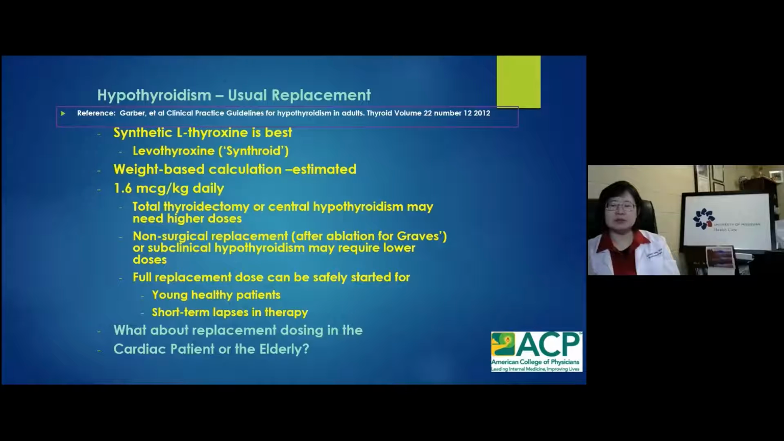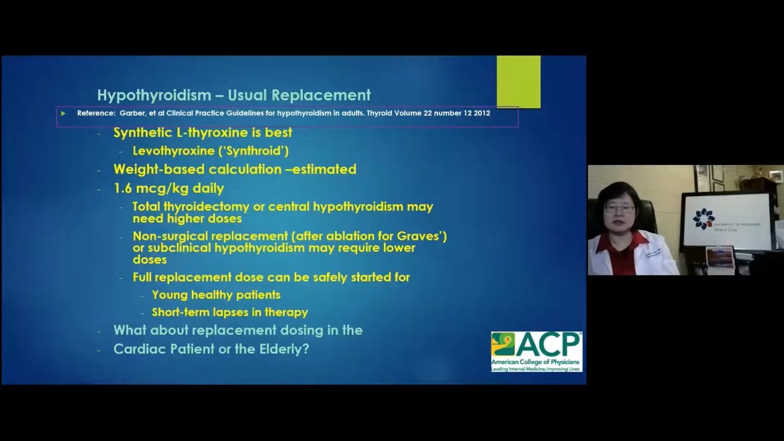The ATA recommends T4 thyroxine, synthetic L-thyroxine, specifically known as levothyroxine. In the United States, a common brand name, although this is only one of the brands, is Synthroid. However, levothyroxine is the generic form, and that is recommended over other thyroid hormone preparations because of its reliability.